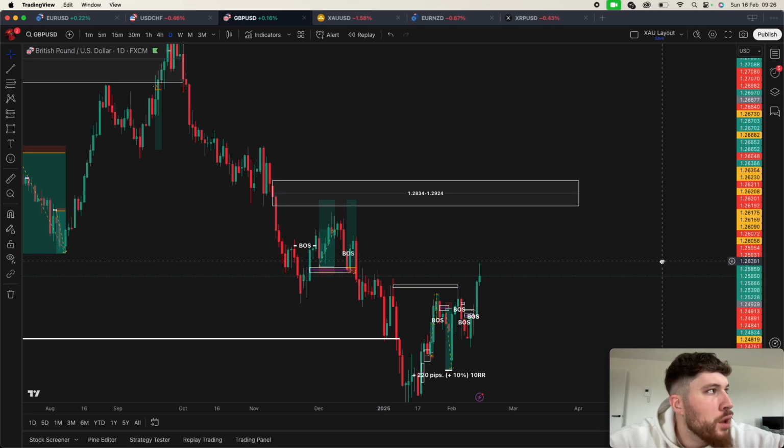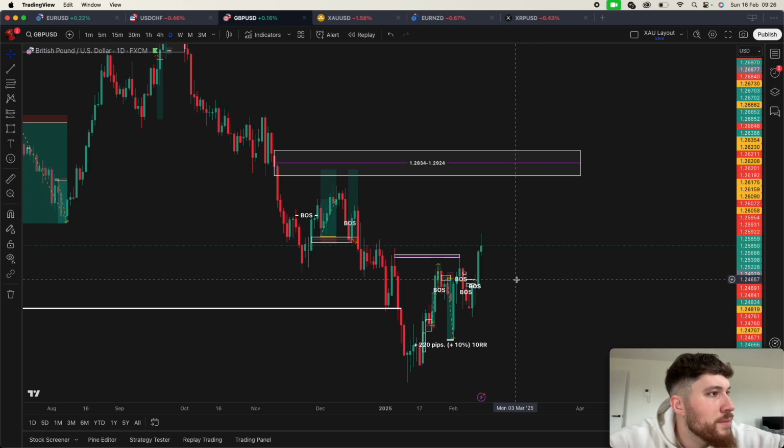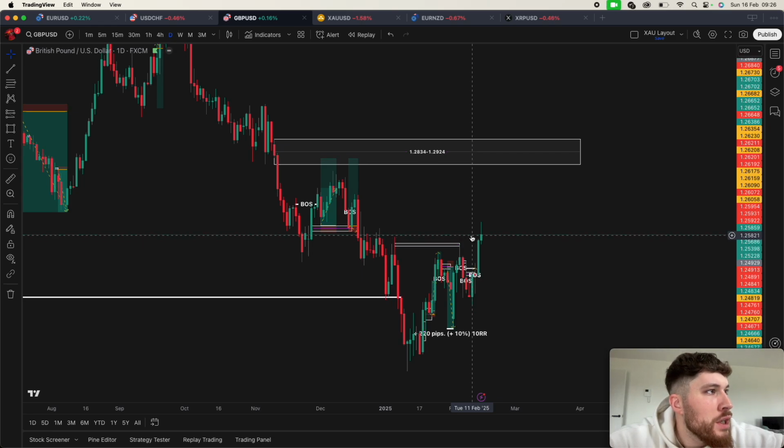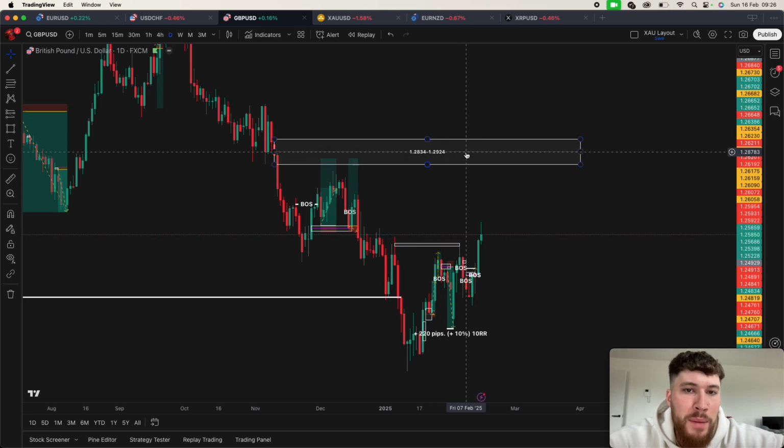We need to look closely at current data, and we need to wait for price to trade into an area of interest for us. So this is our take profit target for any buy positions that we're placing. This is also an area we can look to short from.